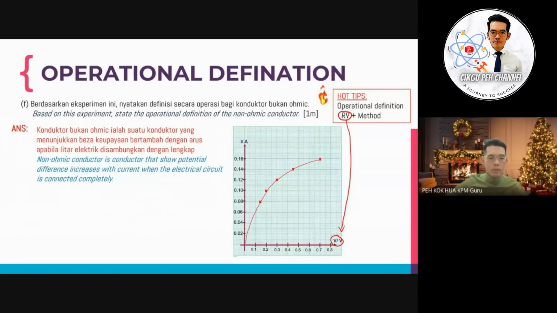So non-ohmic conductor is a conductor that shows potential difference increases with current when the electrical circuit is connected completely. So this will be the method. From here to current here will be our RP. Okay, so this is an advised answer for the non-ohmic conductor.